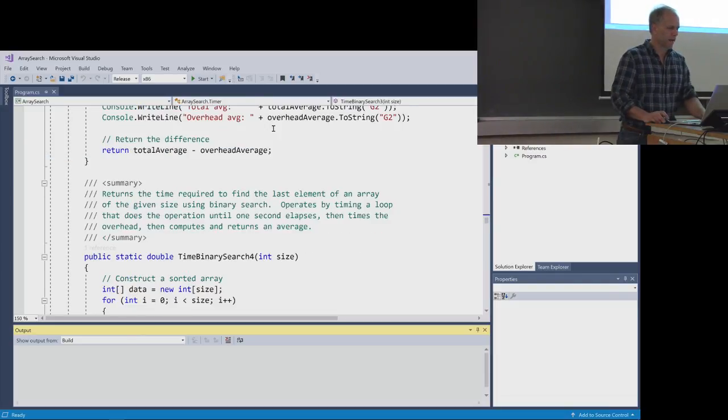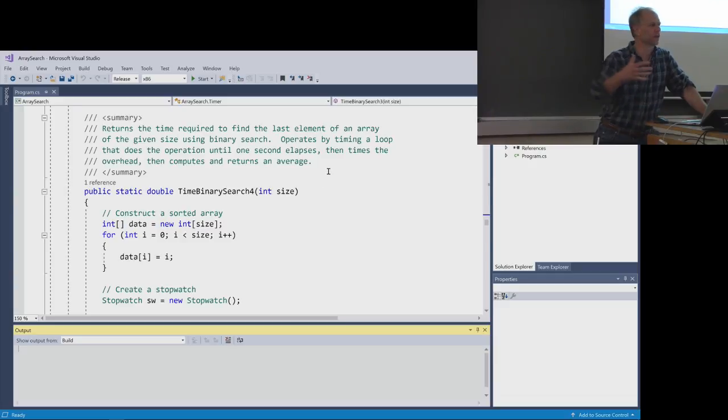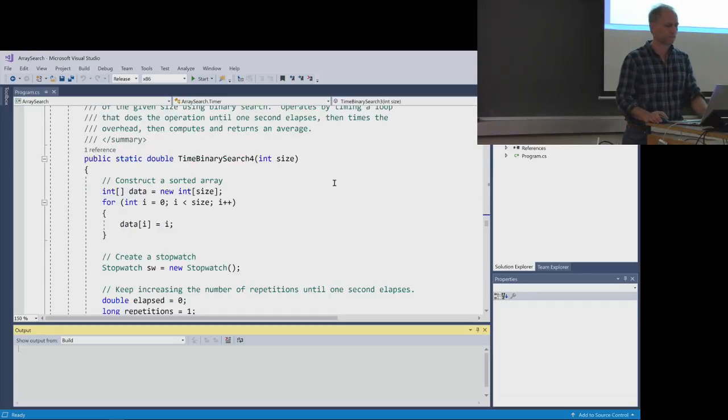We're gradually adding back in stuff. We're gradually obeying more of my guidelines. So this runs the loop for a second. So it won't time a short loop. It won't time a short interval. It times a long interval. Because even 1,000 repetitions of binary search are pretty quick.